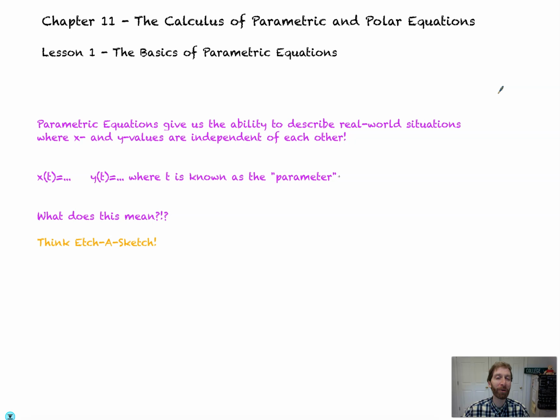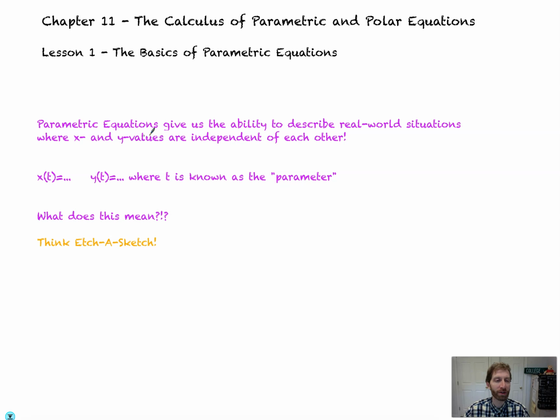Hey there, here we go into chapter 11. Very awesome stuff. This is the calculus of parametric and polar equations. So in this first lesson, we're going to talk about what I call the basics of parametric equations. We're actually going to look at just how to graph parametric equations, what they're made up of, and how to do something called eliminate the parameter in a later video.